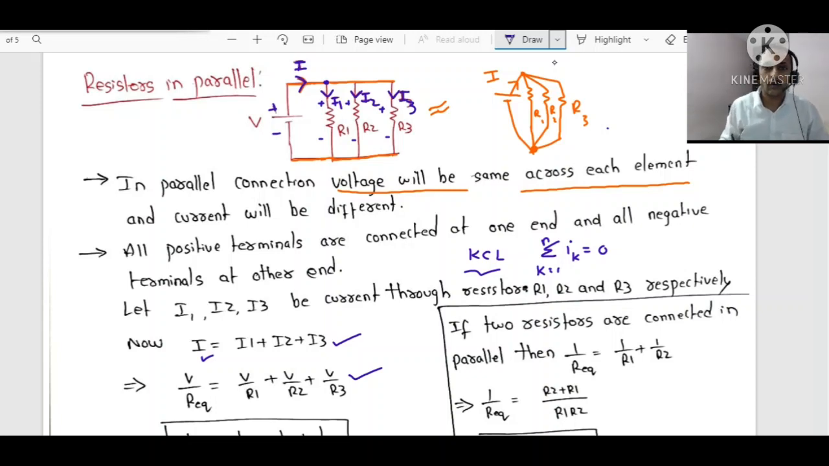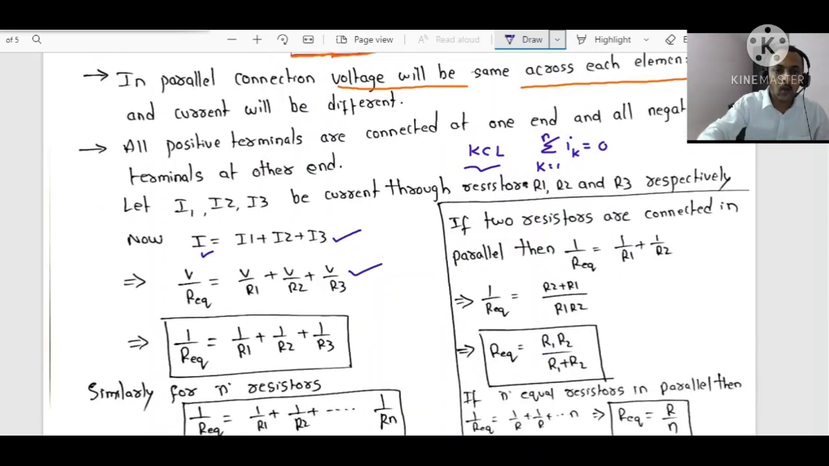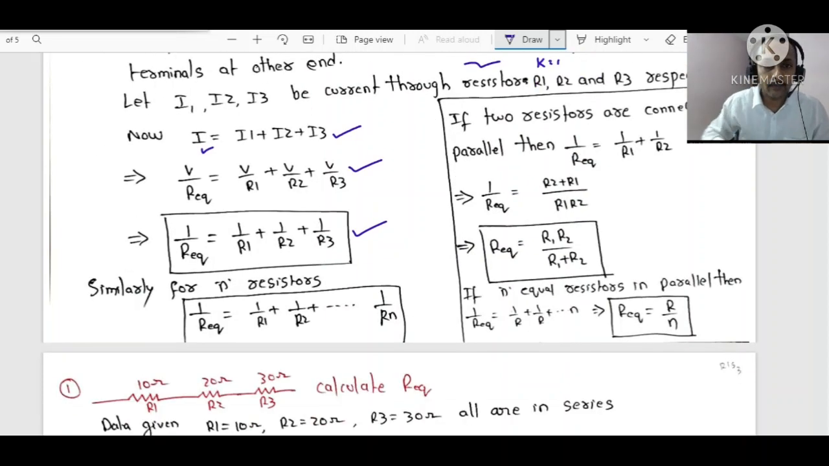If it is asked in your exam, you have to draw this diagram and indicate the polarities of the voltages, directions of the currents and variable names of the resistors and currents. You first apply KCL, then apply Ohm's law, and finally you conclude that 1 by R equivalent is equal to 1 divided by R1 plus 1 by R2 plus 1 by R3. Similarly, dear students, if there are n number of resistors, then 1 divided by R1 plus 1 divided by R2 plus so on, 1 divided by Rn.